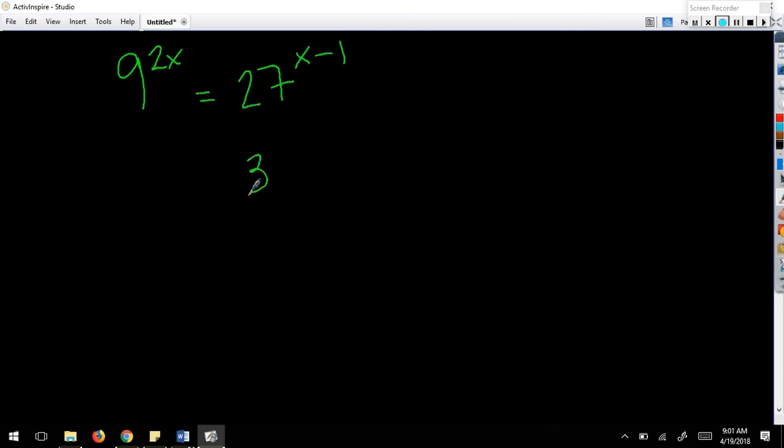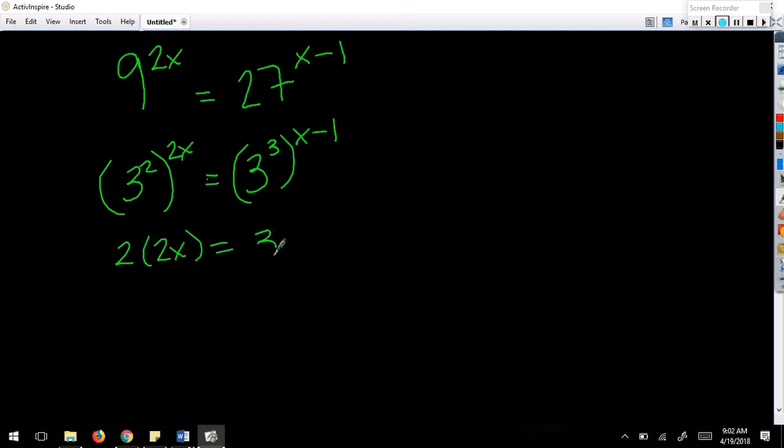Yes. All right, so we're going to change 27 to 3 to the third. The x minus 1 is still there. 9 is 3 squared. Bases are the same, so the exponents must be equal. 2 times 2x must equal 3 times x minus 1. So on the left I have 4x, and on the right I have 3x minus 3.